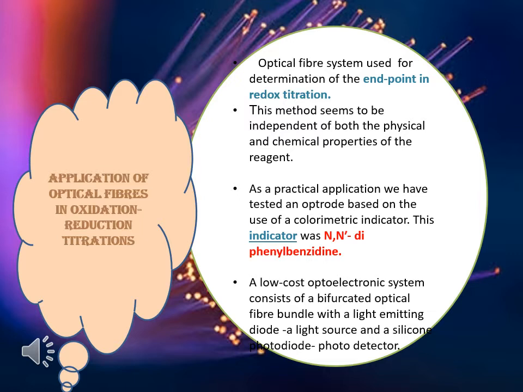So for the practical application, an optrode has been used, that is basically an optical sensor device that optically measures a specific substance, usually with the help of a chemical transducer, based on the use of a colorimetric indicator. The indicator was N,N-diphenylbenzidine. So a low-cost optoelectronic system consists of a bifurcated optical fiber bundle, which basically consists of two fibers side by side at the common end and break out into two legs at the other end, with a light emitting diode as a light source and a silicon photodiode photodetector.